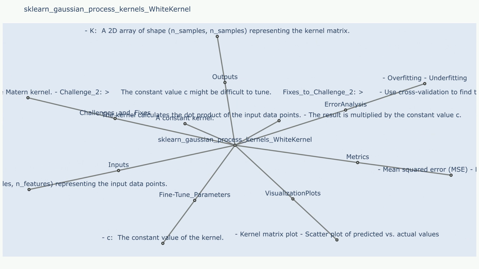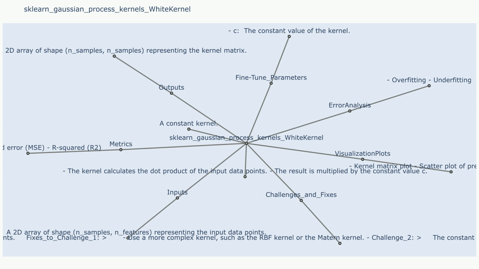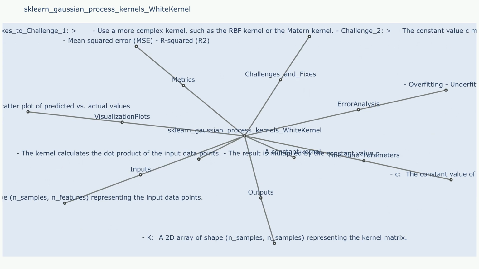Steps. Calculate the covariance between each pair of data points using the white kernel function. Construct the covariance matrix K based on the calculated covariances. Extract the diagonal elements of K to obtain the variances of individual data points. Metrics. Mean squared error (MSE) measures the average squared difference between the predicted values and the actual values. R squared indicates the proportion of variance in the target variable that is explained by the model.